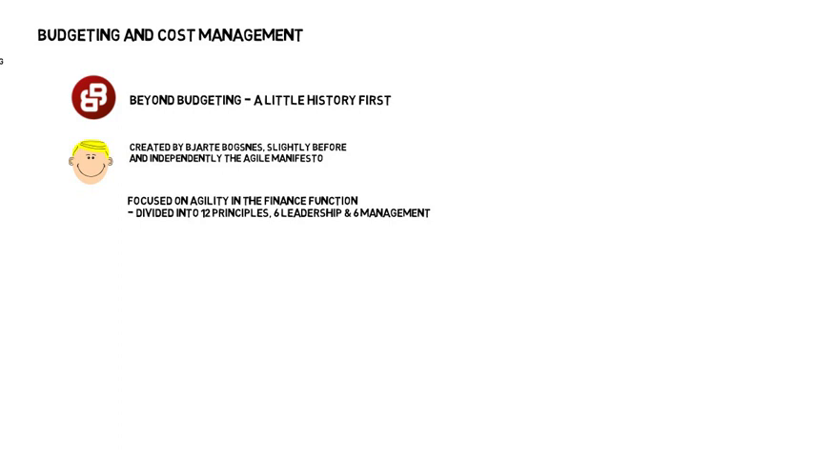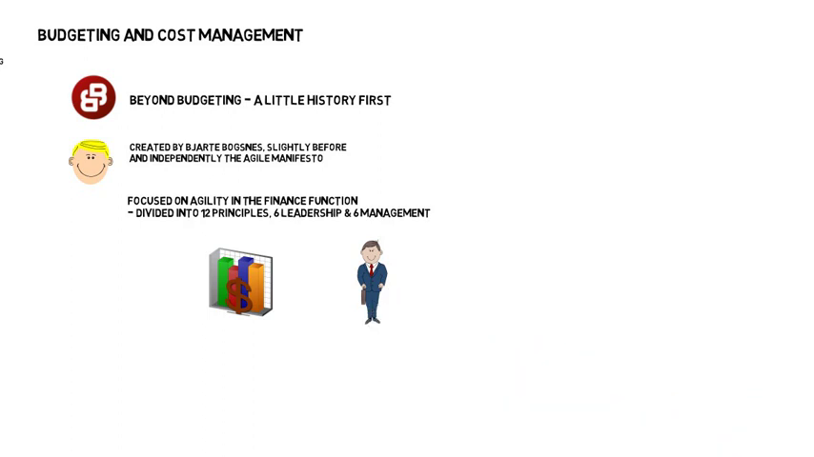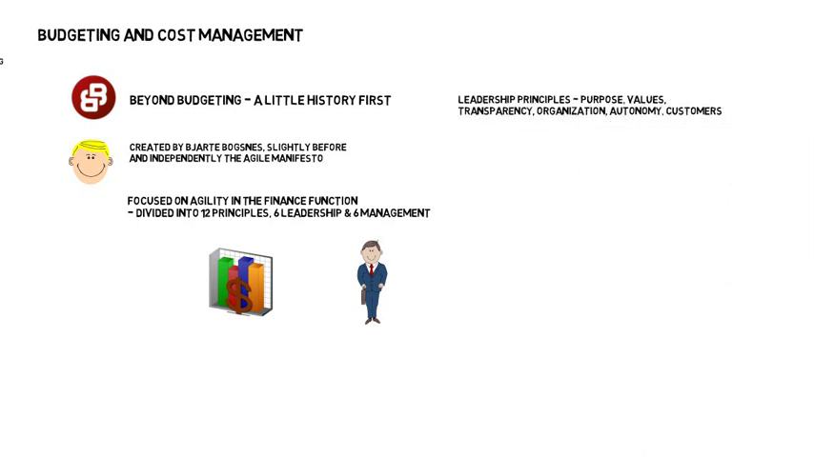So it is made up of 12 principles. 6 of them are oriented towards leadership. 6 of them are oriented towards management. And we'll go briefly through some of these to give an idea. Some of the leadership principles in Beyond Budgeting include purpose, values, transparency, organization, autonomy, and customers. So, for instance, purpose: engaging and inspiring people around bold, noble causes, not around short-term financial targets. Transparency is to make information open for self-regulation, innovation, learning, and control, and not restricting it. And customers: connecting everyone's work with customer needs, avoiding conflicts of interest.